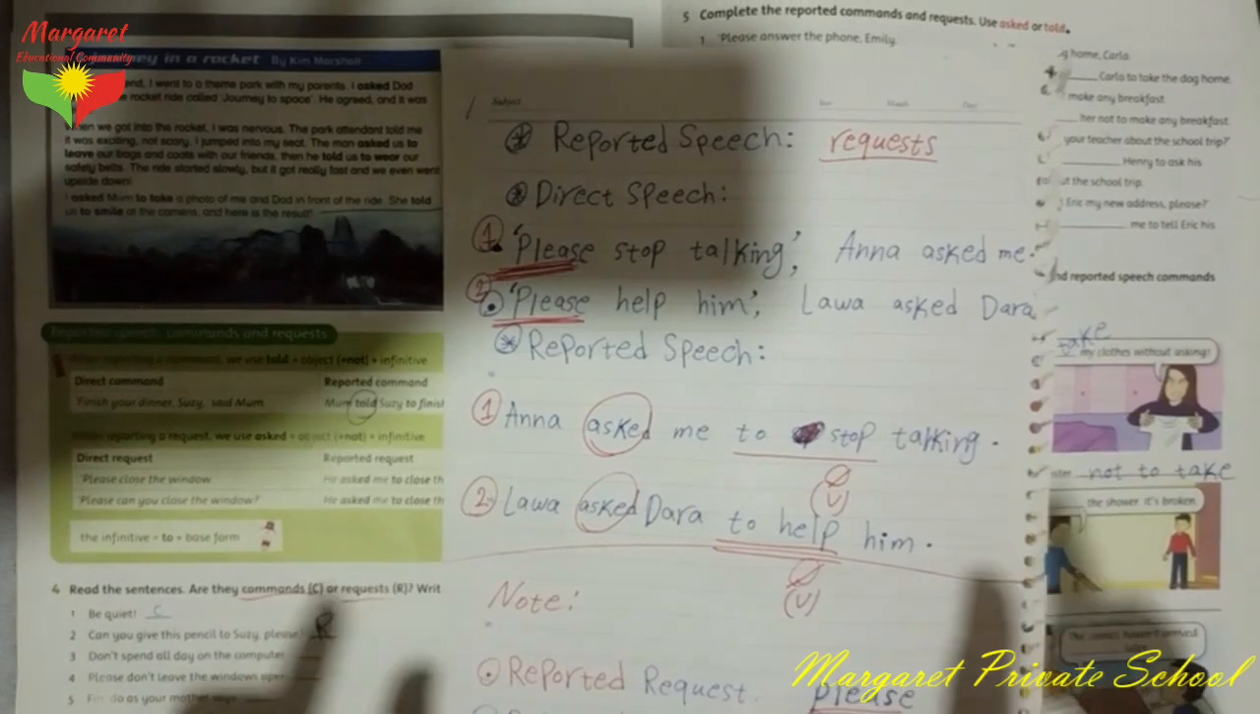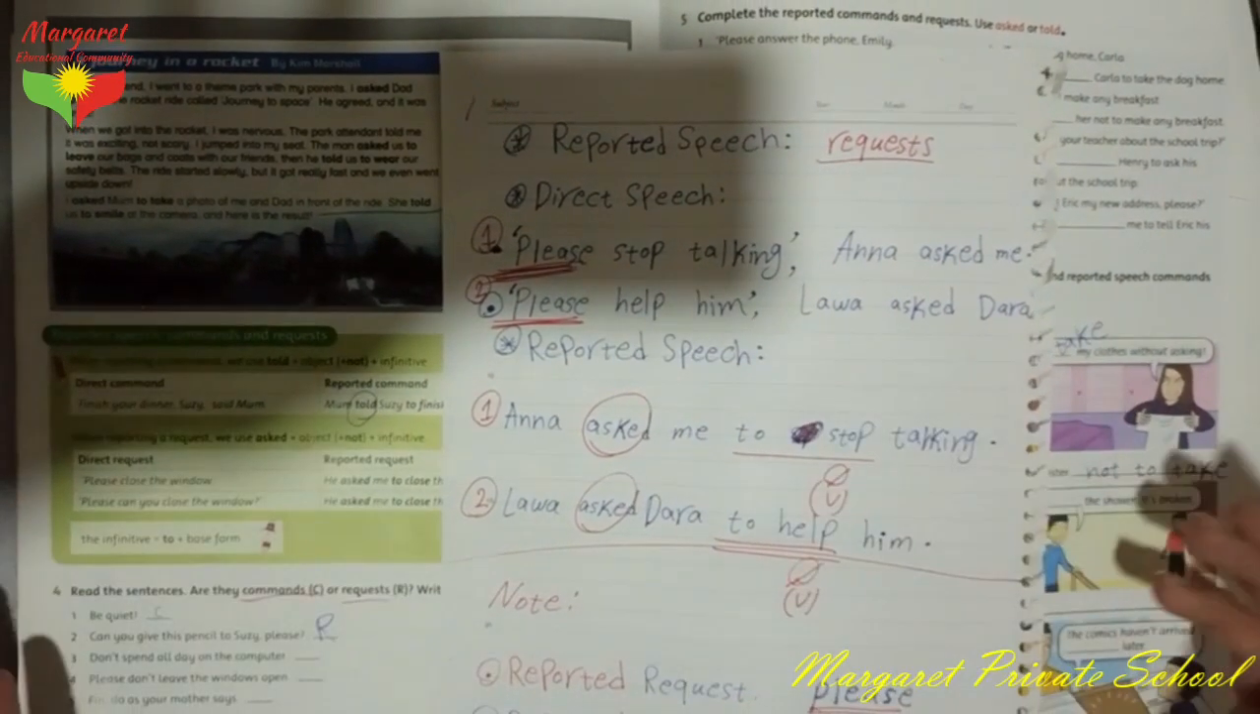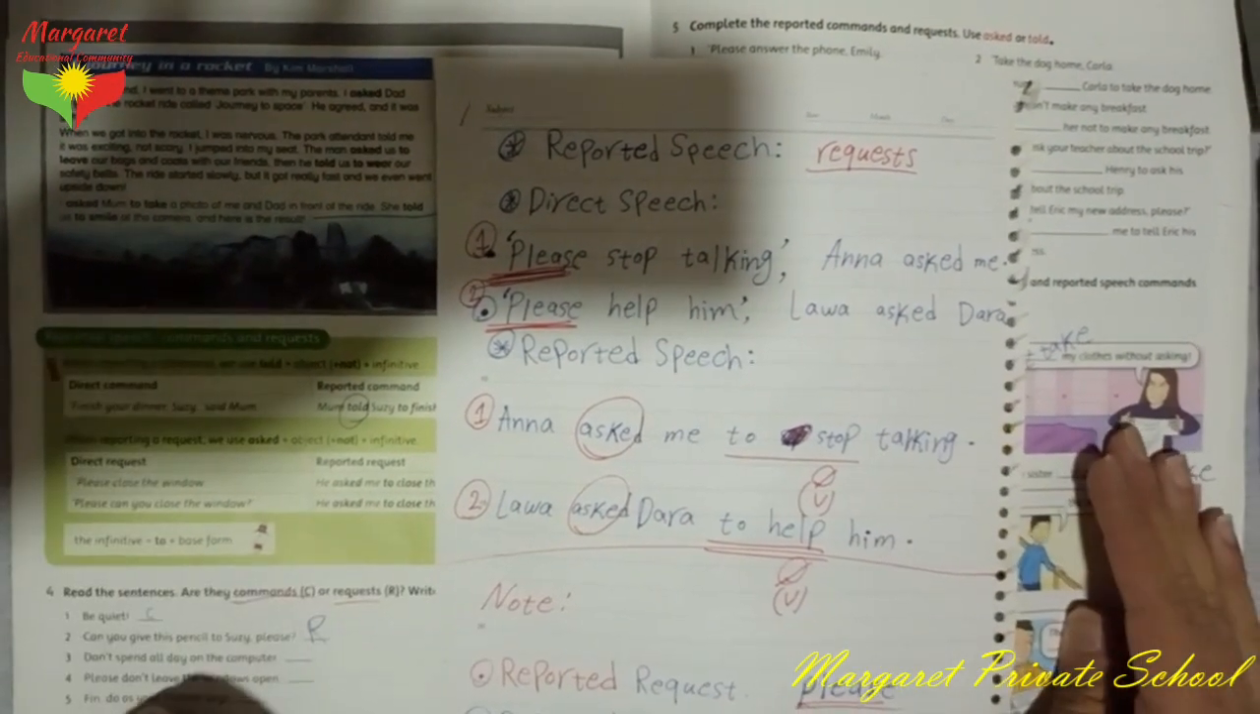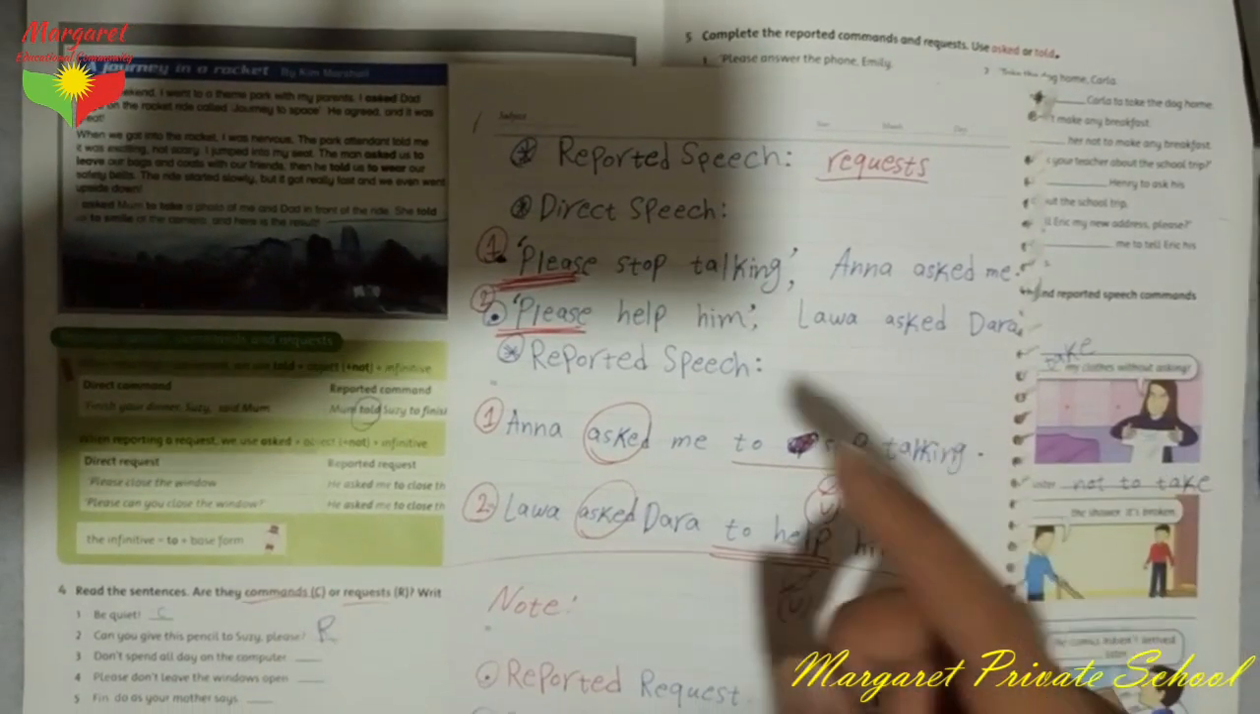The word "please". In Kurdish we say "tkaya". And we have please in the sentence.